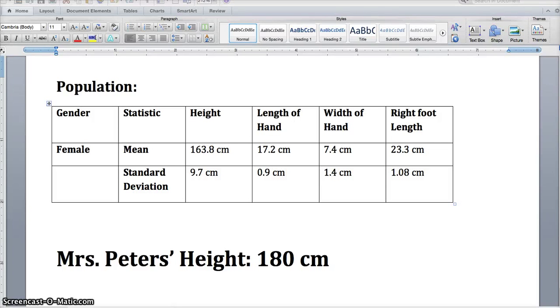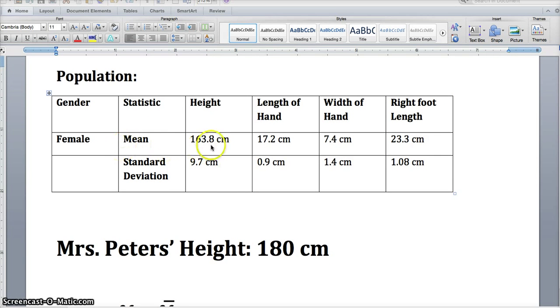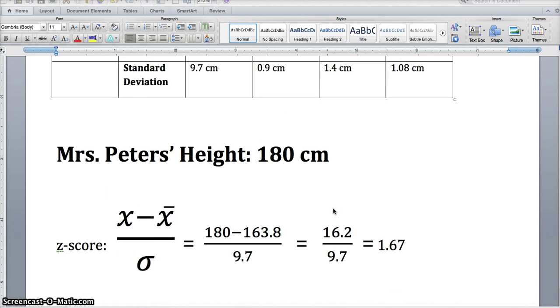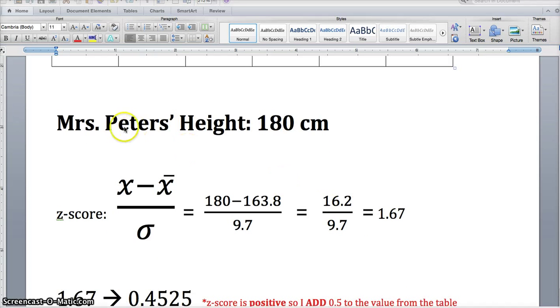Hey guys, so today I'm going to help you with the z-score assignment using the information that you got from the assignment. So here's just for the female population, the height, mean, standard deviation, length of hand, mean, standard deviation, and so on. Okay, so we will start with my height, which is 180 centimeters.